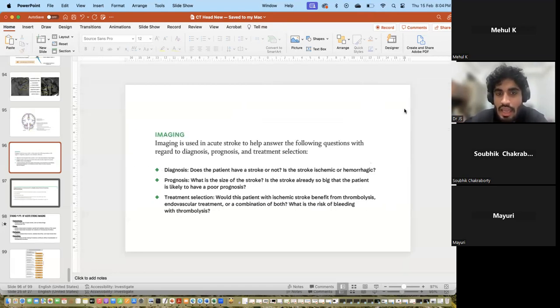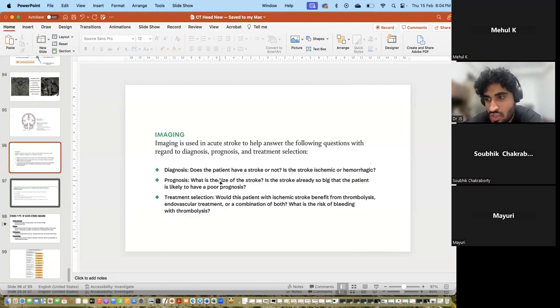Okay, so why do we do imaging in a CT with a stroke? Usually it is for diagnosis, prognosis, and also treatment selection, right? So we do CT head. For diagnosis, whether it is a stroke or not, whether it is ischemic or hemorrhagic. And based on this, we also have prognosis. What is the size? There is the one-third middle cerebral artery rule, and also the ASPECT score.